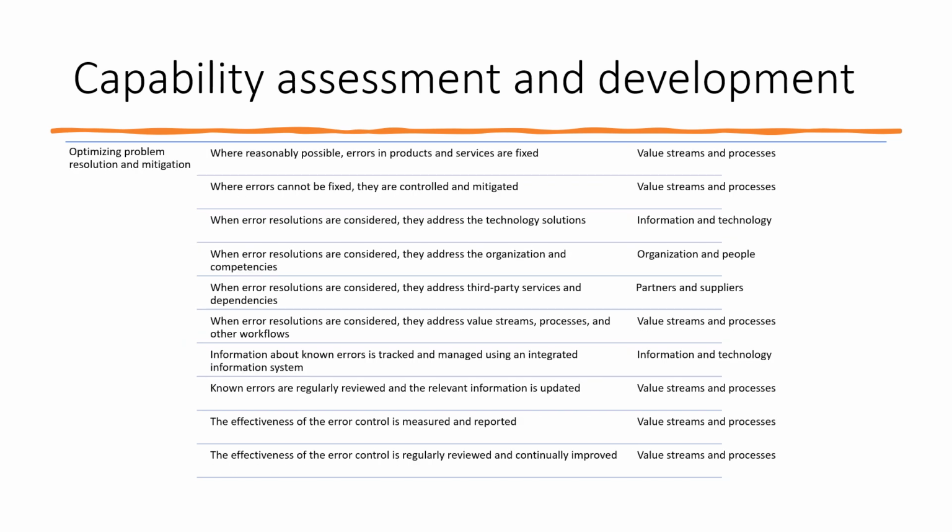For the second practice success factor, optimize problem resolution and mitigation, again I'm starting with the value streams and process dimension. Where reasonably possible, errors in products and services are fixed. Where errors cannot be fixed, they are controlled and mitigated.